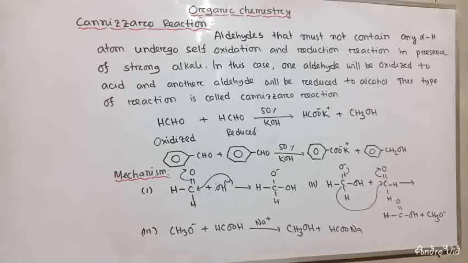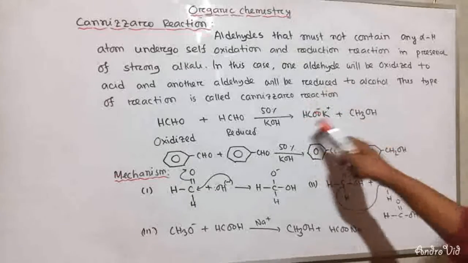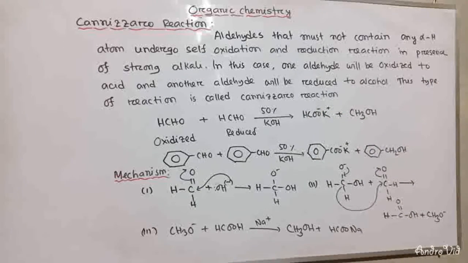Again, the reaction between two aldehydes that must not contain any alpha hydrogen, in the presence of a strong alkali, for example potassium hydroxide or sodium hydroxide, can undergo self-oxidation and reduction. One of the aldehydes will be oxidized and converted to acid or salt of acid, and the other aldehyde will be reduced to alcohol. By this process, a salt of acid or acid and an alcohol are produced. This type of reaction is called the Cannizzaro reaction.